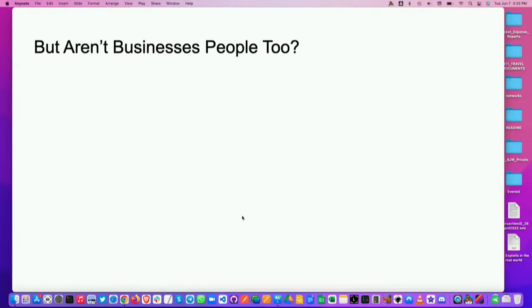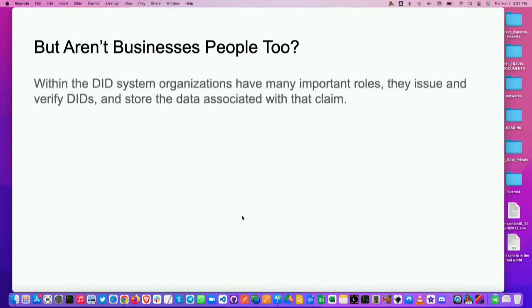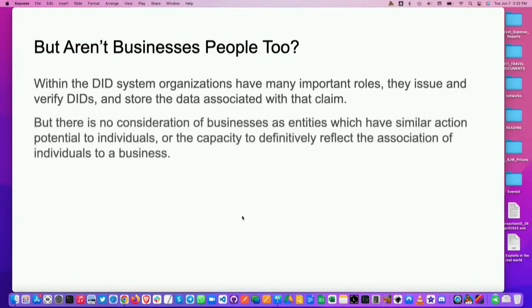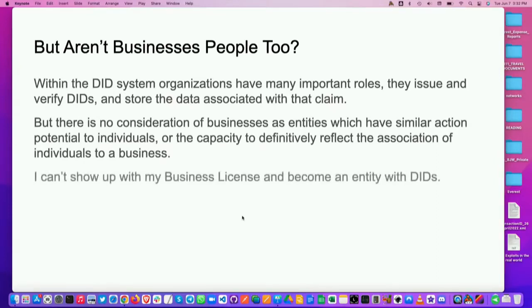Within the DID system, organizations have many important roles. They're the issuer, the validator, and the host of your data. There's no consideration for a business to be a component of this system, even though corporations have the same action potential as individuals. They're not a component of this system. I can't show up with my business license and get a DID. So business entity cloning, impersonation, and hijacking are all possibilities in this system.